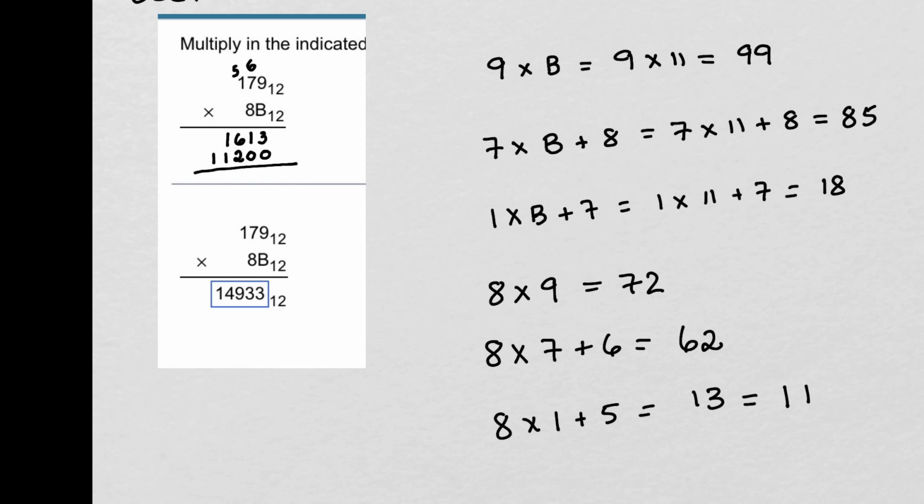And now I'm going to add. 3 and 0 is 3. 1 and 0 is 1. 6 and 2 is 8. 1 and 1 is 2. And 1 comes down as a 1. So that is 1, 2, 8, 1, 3, base 12. And that's our final answer.